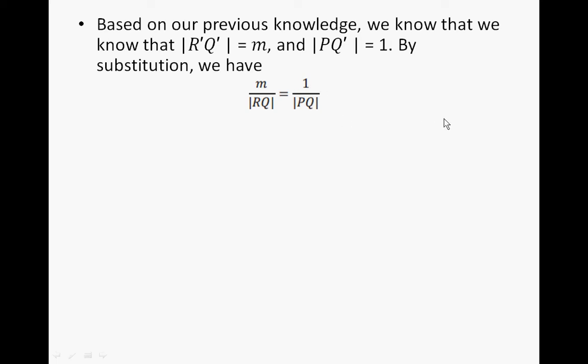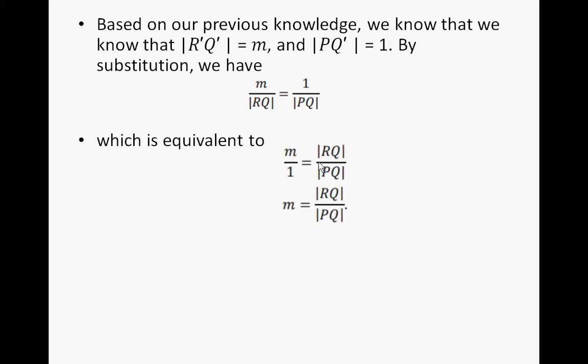Now, you could use cross multiplication, or we can just multiply by the reciprocal of RQ. If this is 1 over RQ, then the reciprocal would be RQ. That would cancel out and leave m over 1, and we multiply the other side by RQ, which means the 1 is replaced by RQ. Well, m over 1 is m, so therefore our slope is the same as RQ over PQ.